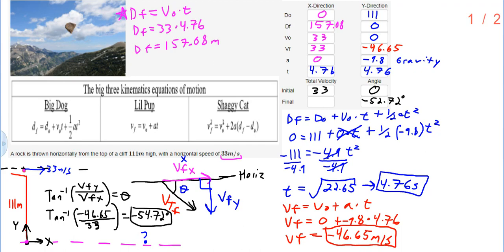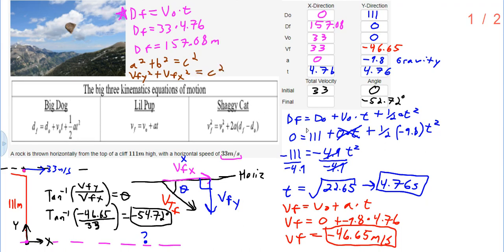Next, we need to find out what our total final velocity is. And for that, we can just use Pythagorean theorem. And Pythagorean theorem is just going to tell us the following: a squared plus b squared equals c squared. In this case, our a squared is our velocity final in the y direction, and our b squared is the velocity final in the x direction. I can plug in my numbers and solve here.